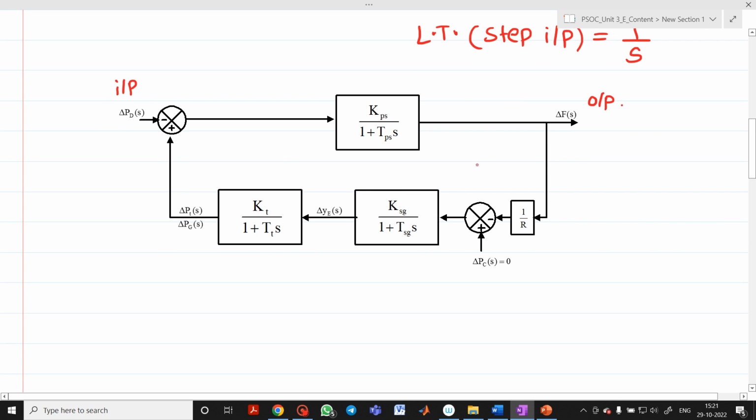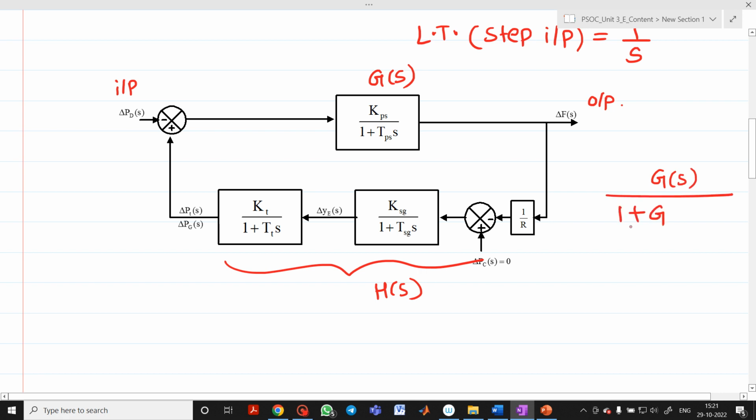Now based on this, what I want to write? I want to write a transfer function. Basically you have seen how to write the equation of a transfer function. This is your G(s). This total is nothing but H(s). So how can you write it? G(s) upon 1 plus or minus G(s) into H(s). This is the formula of a transfer function.